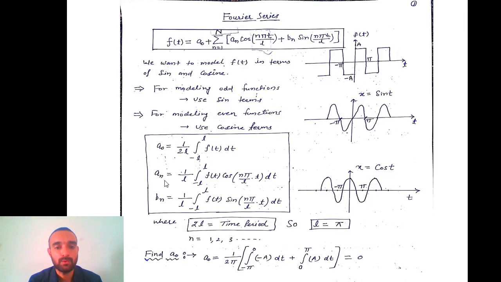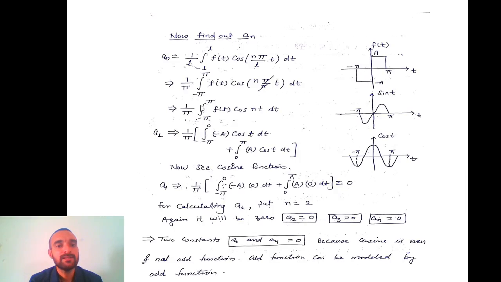For odd signals, an will also always be equal to 0, because an is the coefficient of the cosine function and the cosine function is an even function. So for modeling odd signals, the cosine term will be 0, and for modeling even functions, the sine term will be 0. So we have only sine terms.